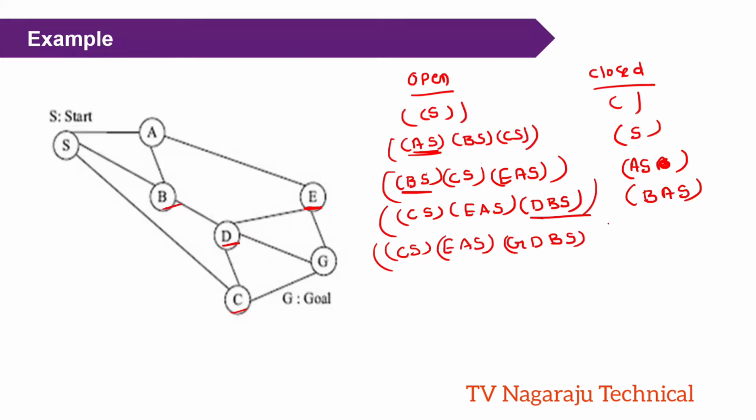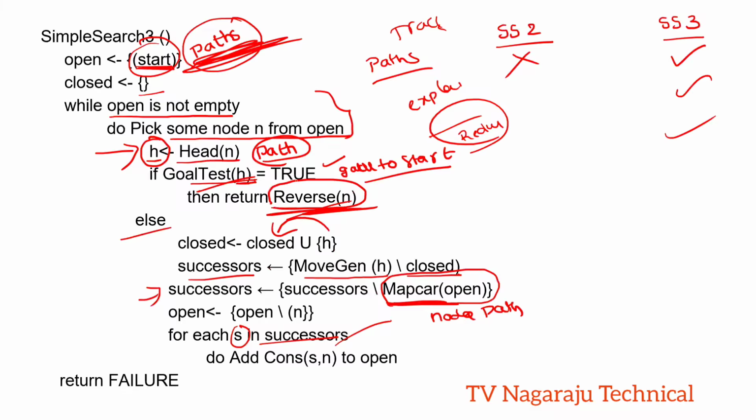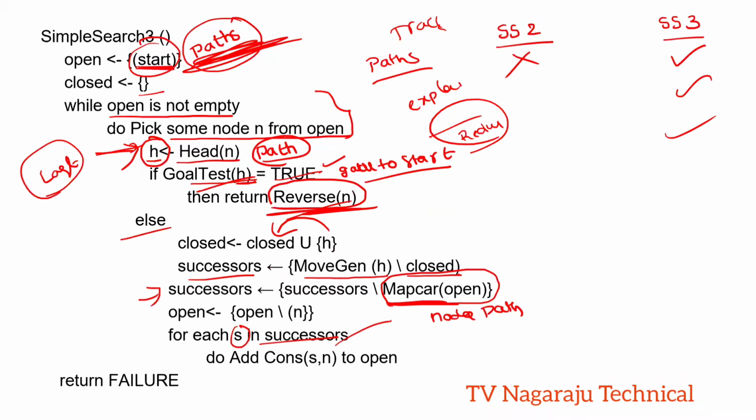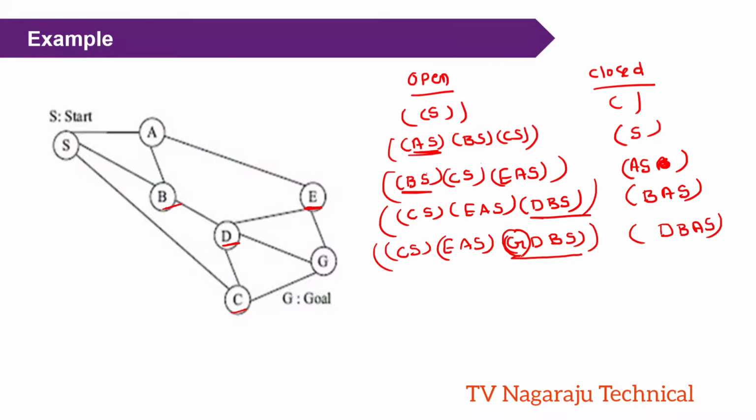This is the expansion, and here I am placing D, B, S into closed. Now here the searching process terminates. Observe carefully, the head of N takes the last node, and this one is G. Whenever it is true, it makes the reverse of N, that is the reverse of this path. Now what is the path? S to B, B to D, and D to G. This is the path. You got it?